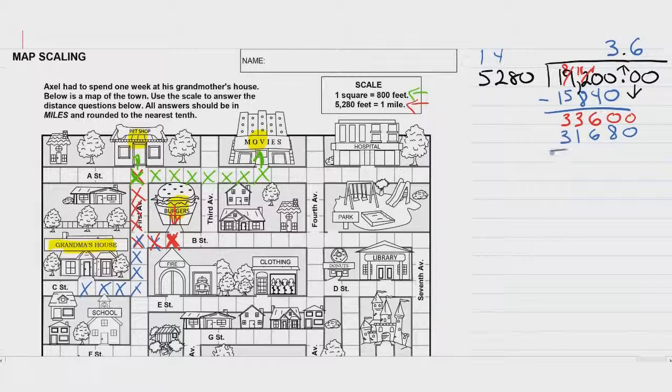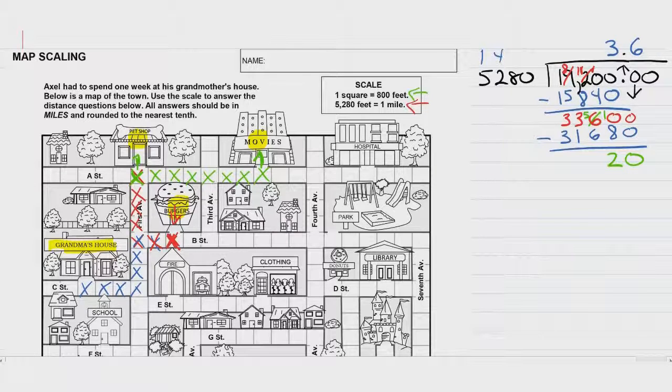Plus 1 is 31. Then we subtract again. 0 minus 0 is 0. 0 minus 8 we can't do, so the 0 needs to borrow from the 6. The 6 turns into a 5. The 0 turns into a 10. 10 minus 8 is 2.